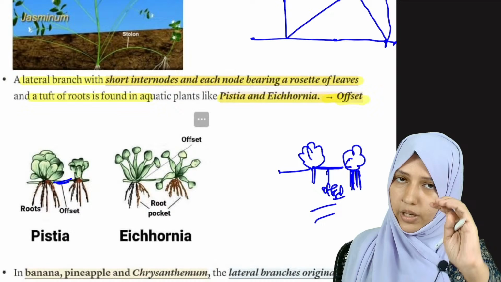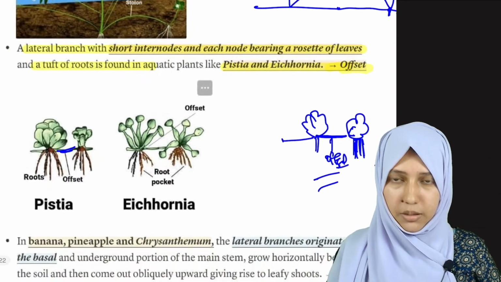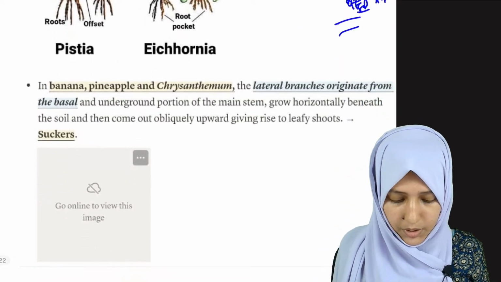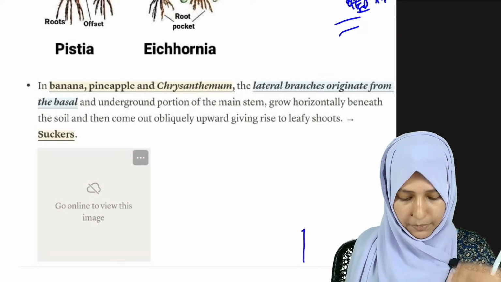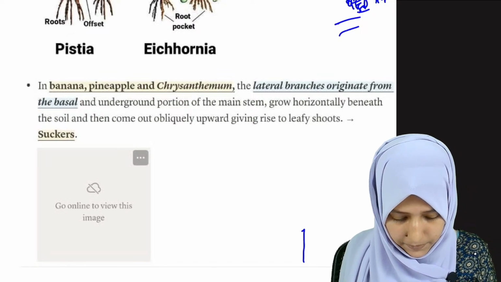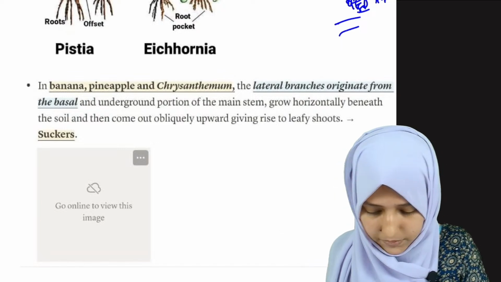Okay, so we have studied three: runner, stolon and offset, and their examples. And in banana, pineapple and chrysanthemum, the lateral branch originates from the basal and underground portion of the main stem and grows horizontally. They will grow horizontally beneath the soil. Okay, the graphical representation will be like this.